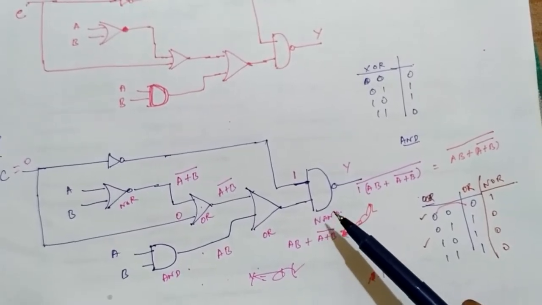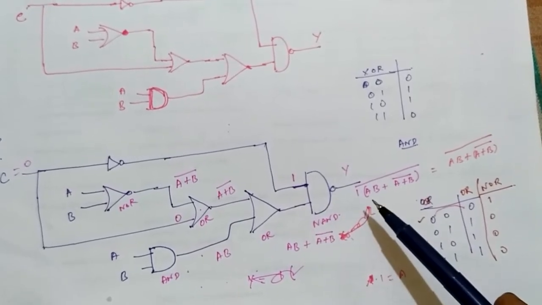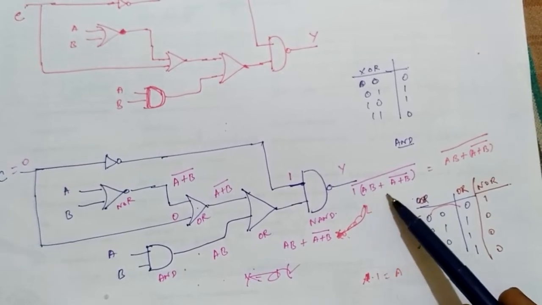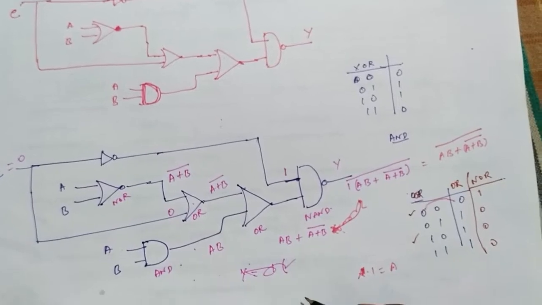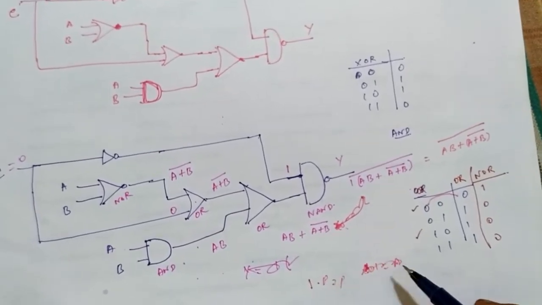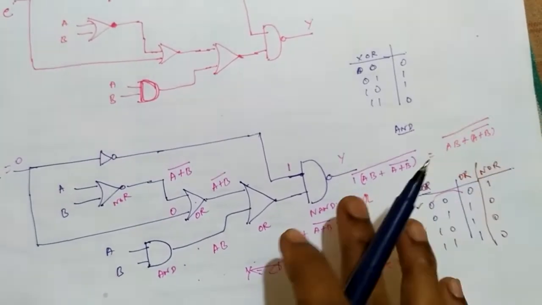The NAND gate has one input as 1 and another input here. So the NAND gate output is this. Let us consider this value as P. So 1 dot P is P. So this entire value we will take further.